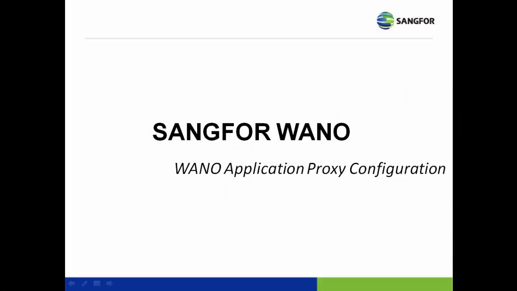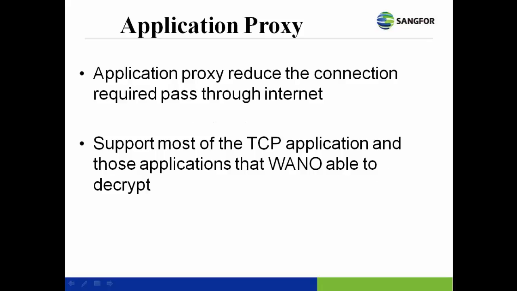WANO application proxy configuration. WANO optimizes the internet traffic by providing a proxy service with the TCP application. Application proxy reduces the connections required to pass through the internet. WANO helps the service establish the connection faster than normal traffic does.